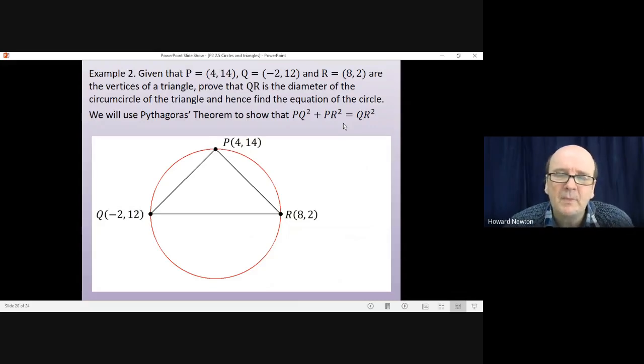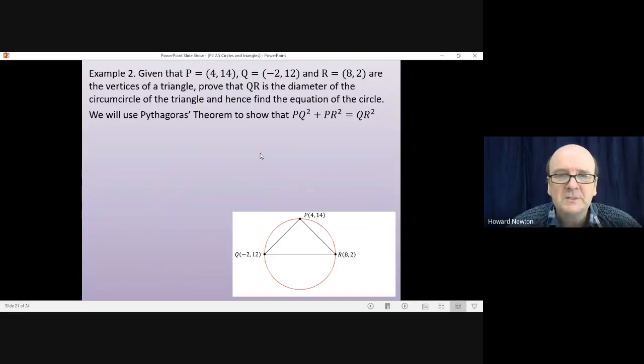Okay, let's have a look. So that's the question. We've been asked to prove that QR is the diameter of the circumcircle. And the way we're going to do that is by proving that triangle PQR is a right-angled triangle. The way we're going to prove that triangle PQR is right-angled is by showing that PQ squared plus PR squared equals QR squared, because that is only true when we have a right-angled triangle.